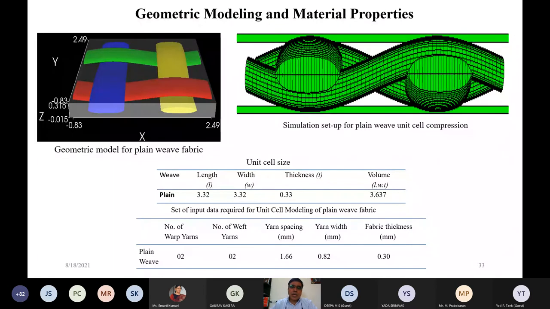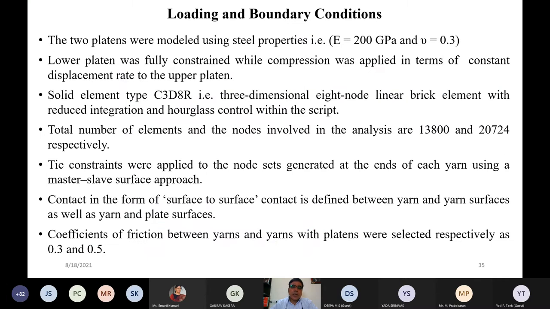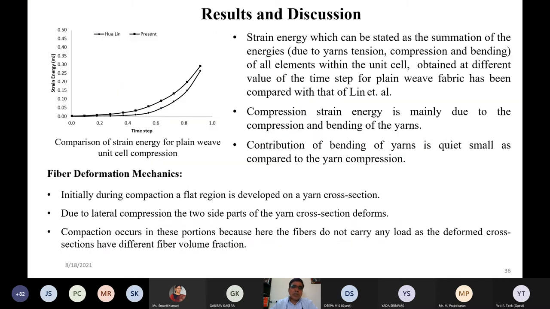Based on this, the first step was geometric modeling. Then you make your unit cell. Next you input your material properties. Say you took some material properties from a vendor, such as the fiber density. This was a carbon-based laminate, plain woven. Then you put in its mass and those properties and make a UMAT file, with the loading and unloading condition and boundary condition, and of course you get your result.